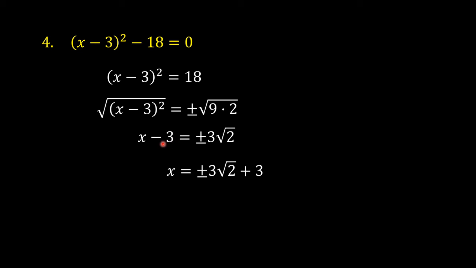Next, transpose the negative 3 to the right side and change the sign. So negative 3 becomes positive 3 on the right side. So we have x is equal to positive and negative 3 square root of 2 plus 3. So the answers: x is equal to positive 3 square root of 2 plus 3, or x is equal to negative 3 square root of 2 plus 3.